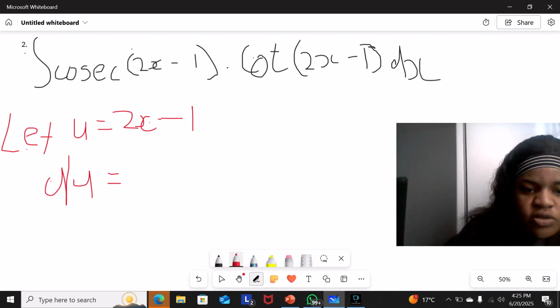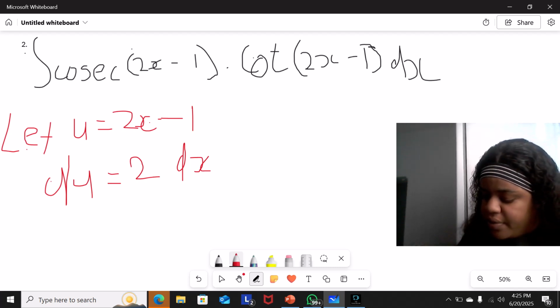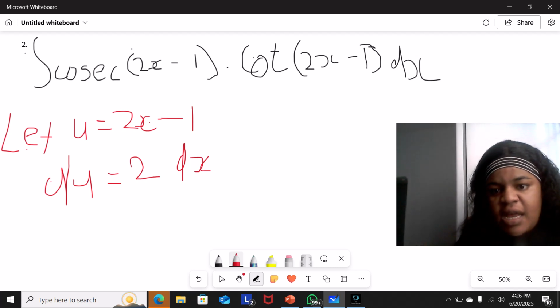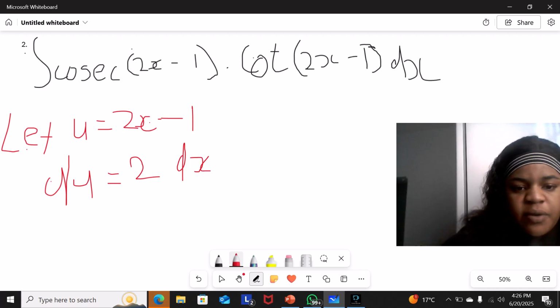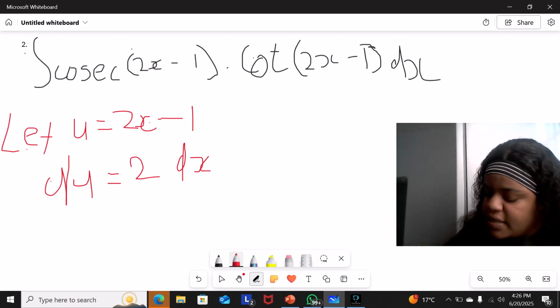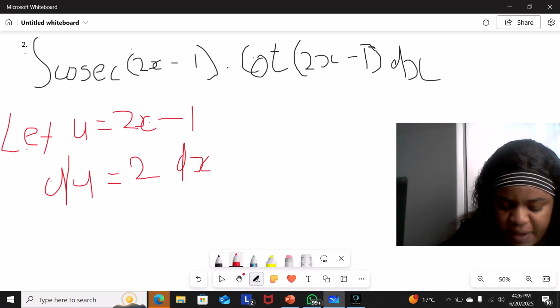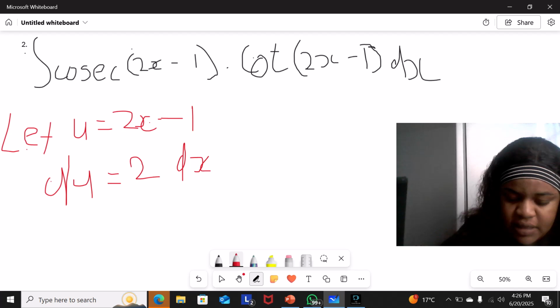It's going to be 2 dx, right? I hope we are still together. And then I'm also going to, we know that the derivative of a constant is what? It's 0. And then we are going to have dx. Dx is this one.